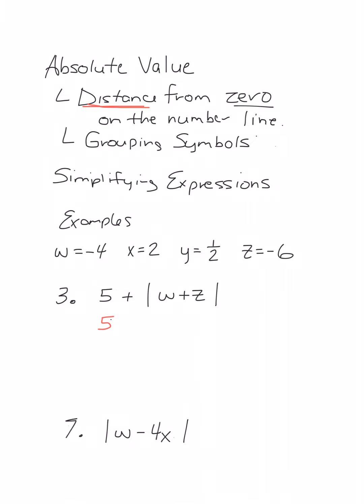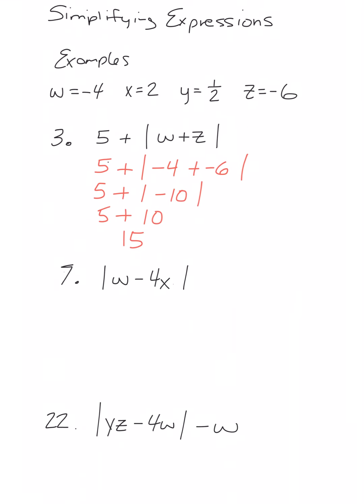So I'm going to substitute in my known values. And then I'm going to work inside the grouping symbol, inside the absolute value. So I'm going to add -4 and -6 to get -10. I can then do the absolute value. The absolute value of -10 is +10. And then 5 plus 10 is 15. And I have simplified that expression.